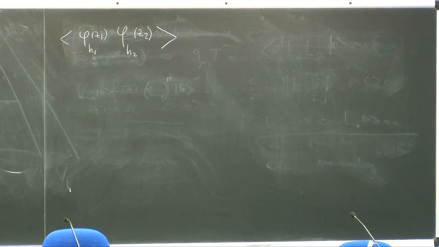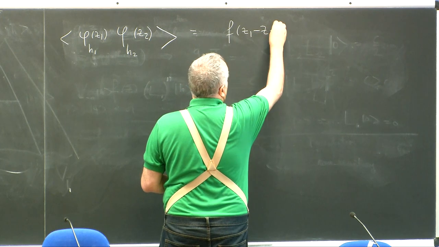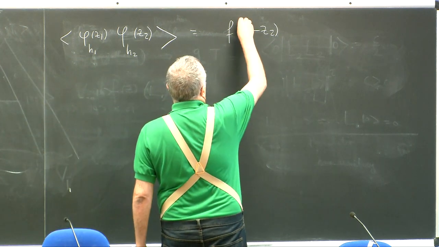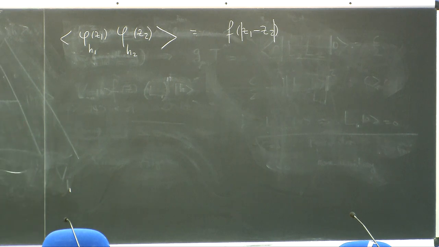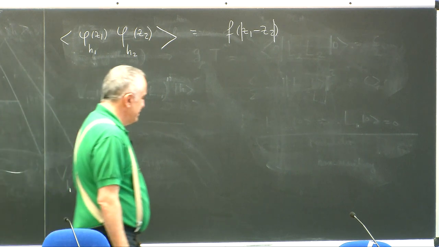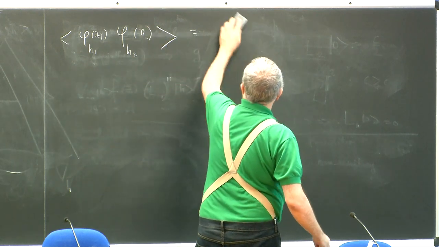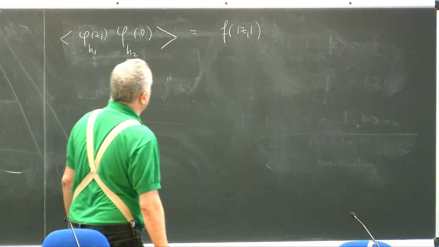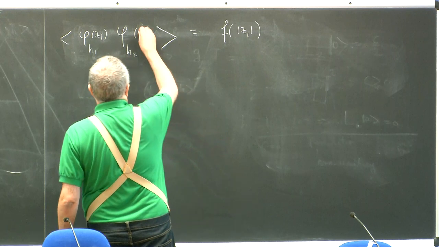How do I do it? I ask this to respect the symmetries of the theory. So whatever it is on the right-hand side, it has to be a function of z1 minus z2 for translation invariance. And it has to be a function of the magnitude of z1 minus z2 for rotation invariance. So to make things simpler, I just set that to zero, and this becomes a function of magnitude of z. Oh, sorry, I set this to zero too soon. Better not do it.